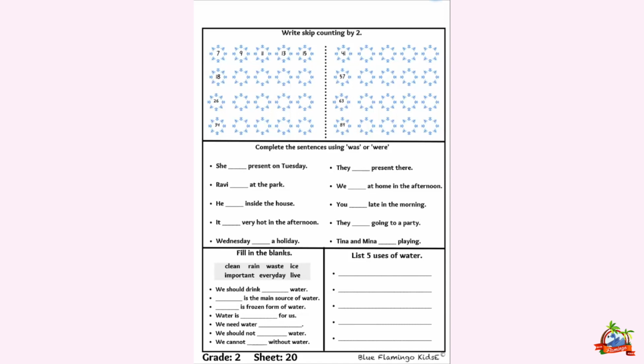So let us start. We have three different sections in this sheet: English, Maths and EVS. We will learn about three different subjects. Let us start with our first subject, Maths. Write skip counting by 2. In this we have to write the skip counting.